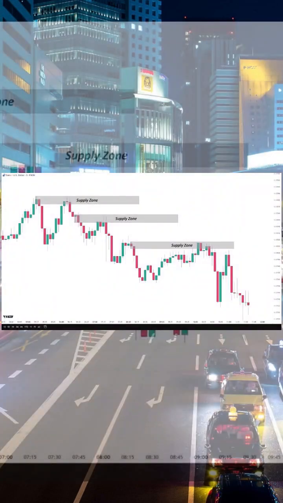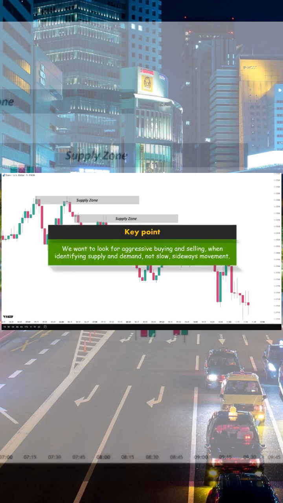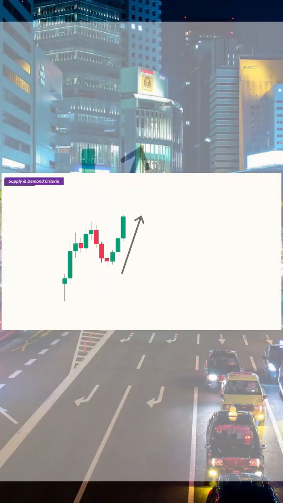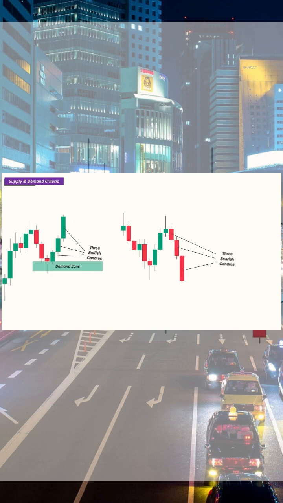They help us identify areas on the chart where price is more likely to react rather than move randomly. But the key point here is that we want to look for aggressive buying and selling when identifying supply and demand, not slow, sideways movement. Strong zones are usually created by impulsive price moves, showing clear imbalance between buyers and sellers. To make things more objective, we need to see 3 green momentum candles to mark an area as a demand zone. Similarly, 3 consecutive red candles with large bodies and strong push distance would make a good supply zone.